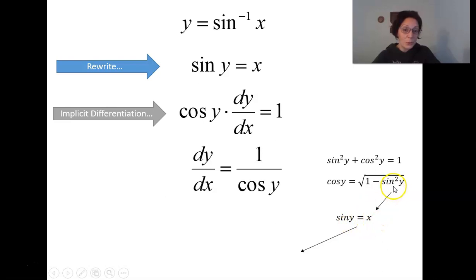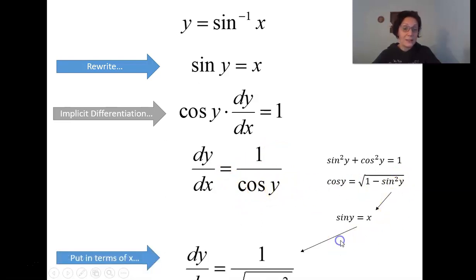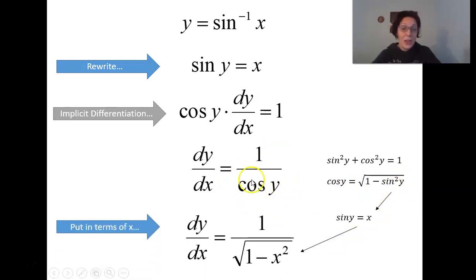In other words, I'm allowed to replace this sine squared of y with an x squared, because I know this identity is true, and I know this is true in this particular situation. So by doing that, I rewrite this derivative. Instead of cosine y, I'm going to be rewriting it in the denominator in terms of x. So my cosine y becomes the square root of 1 minus, instead of sine squared y, x squared. And this is the formula that we're going to memorize.